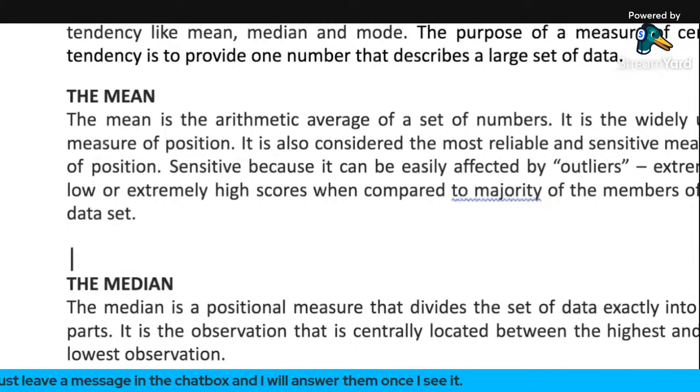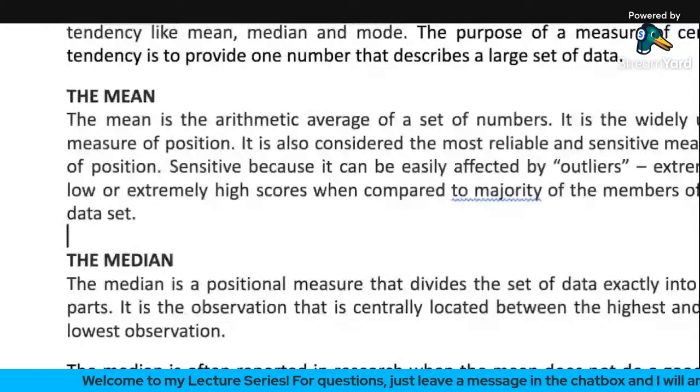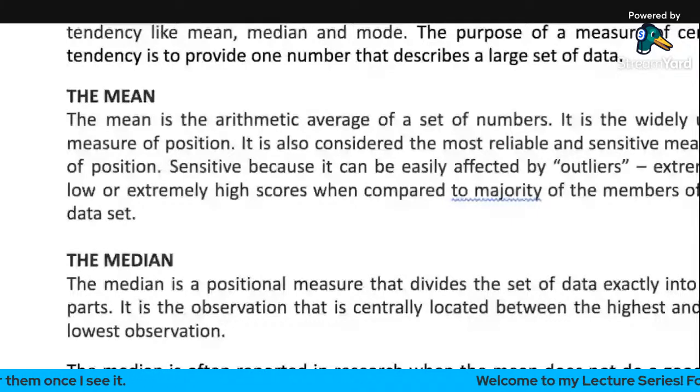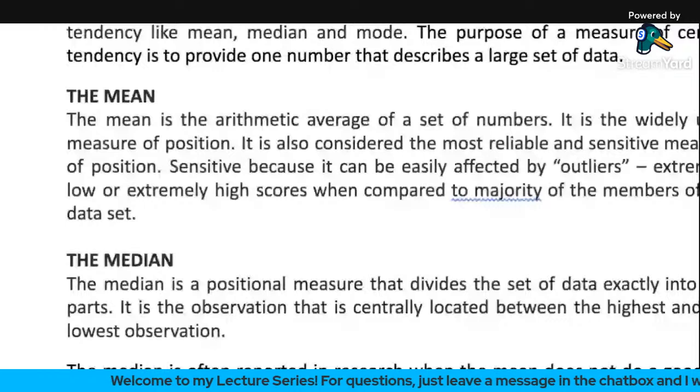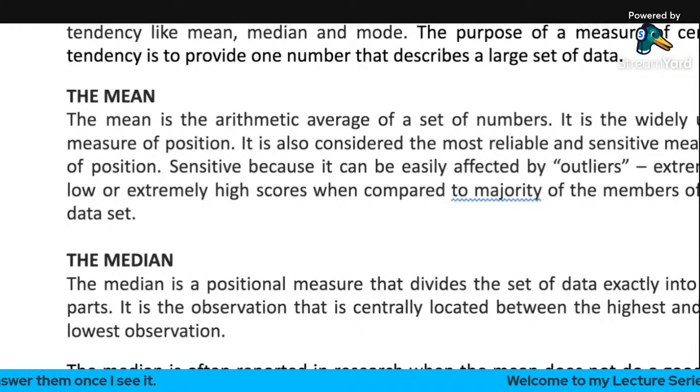Kasi kung titignan mo yung lalabas na mean, hindi siya within doon sa clusters ng mga scores, okay? Minsan nasa labas siya ng clusters ng score or nandun siya lang sa pinakamababang score doon sa cluster na yon, okay? Which does not represent the center of the data set. Okay? Kaya sinasabi natin na it is greatly affected by extreme scores. Okay? So yeah.